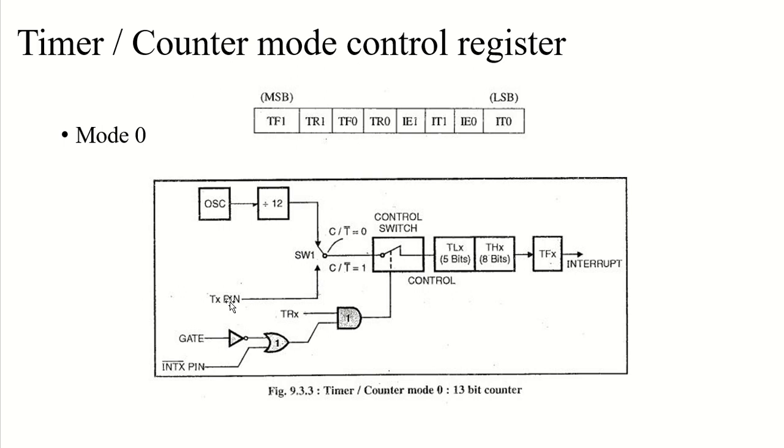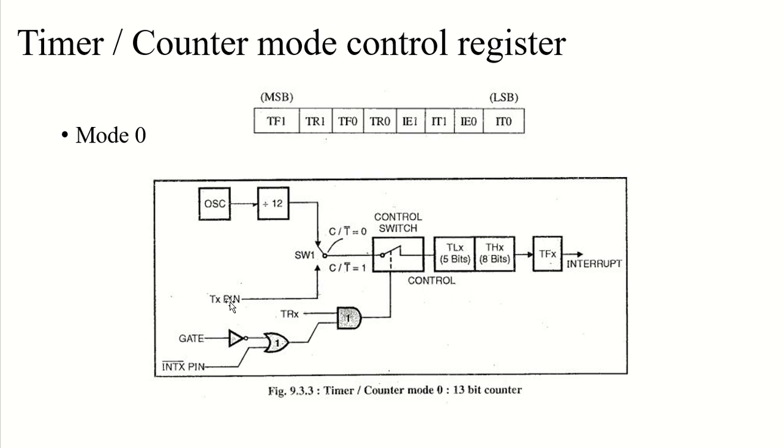Now, using it as an interrupt, if the user desires some count in the register and gives the command by the TRX bit, the timer or counter will start. And if the timer counter exceeds 13 bits, which would be 1FFFH, the next count will be 0000H, right? It should be all zeros.